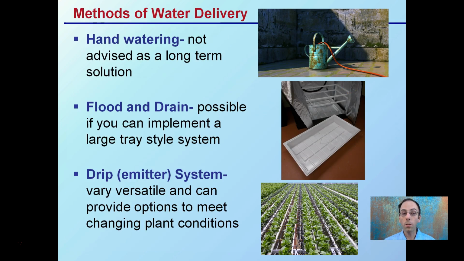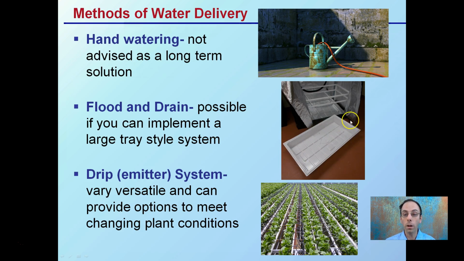Now, methods of water delivery. There's hand watering, which is not advised as a long-term solution because it's very labor intensive. Great when they're small, it can be used to spot-add water to some plants, maybe on the edge, or a plant near a fan getting a little bit more breeze on it, but it shouldn't be implemented for the entire grow facility. Flood and drain is possible if you can implement a large tray system.